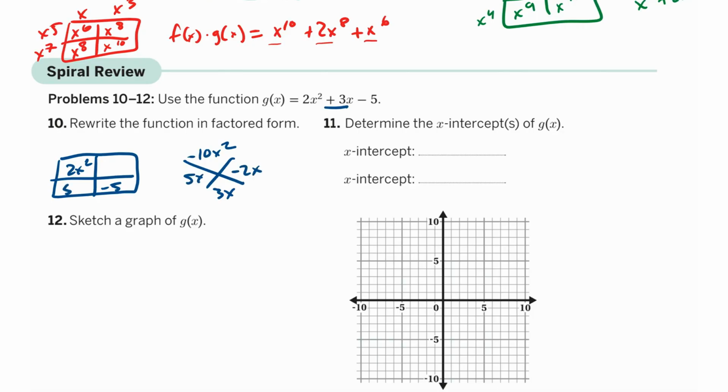negative 2x. So 5x, negative 2x. I'm running out of room here. That's x, that's 5, and negative 1. So my factored form here for g of x is equal to x minus 1 times 2x plus 5.